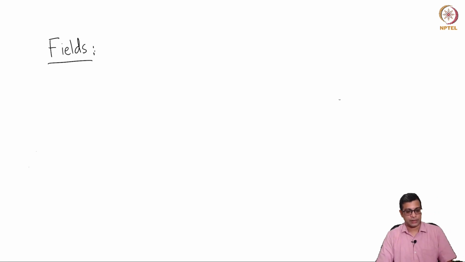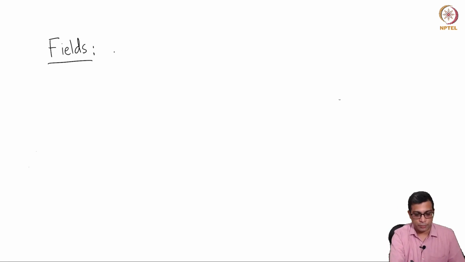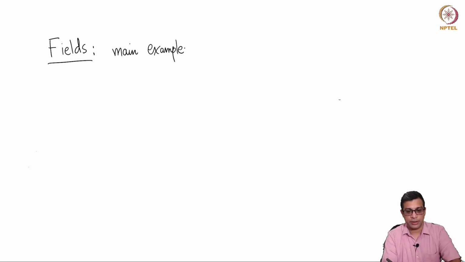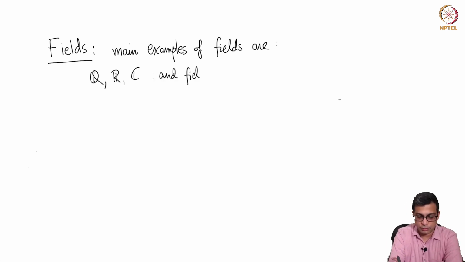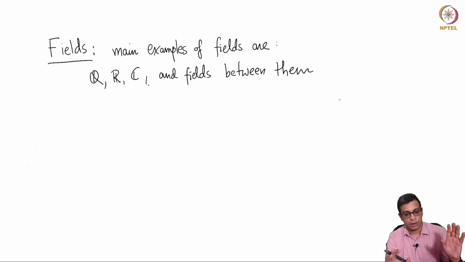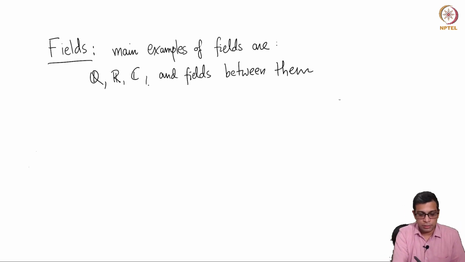Okay, so we all know what fields are. I recall that definition. The main examples of fields that I want to talk about today, and these are things you should keep in mind, are the following. We look at the fields of characteristic 0, namely Q, R, C, and fields between them. I will explain in a minute what I mean by that, but these are fields that are contained, let's say, between Q and R. So these all have characteristic 0.